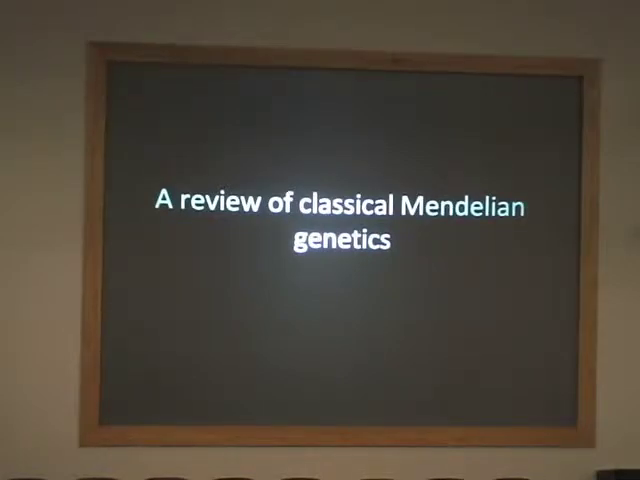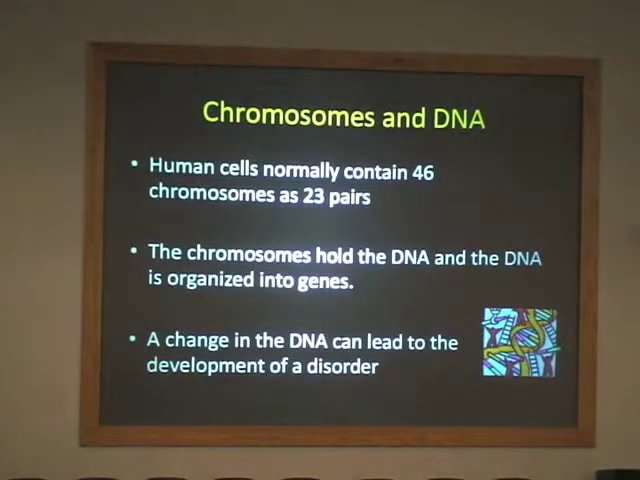And so I thought I would take a step back and look at how we classically think of genetics. Mendel was one of the first people who really did a lot of experiments with plants, looking at genetics, and we still use these principles in human genetics as well. Our human cells contain 46 chromosomes in 23 pairs, and each chromosome holds DNA, and the DNA is organized into genes. And any little change in the DNA can lead to the development of a disorder.